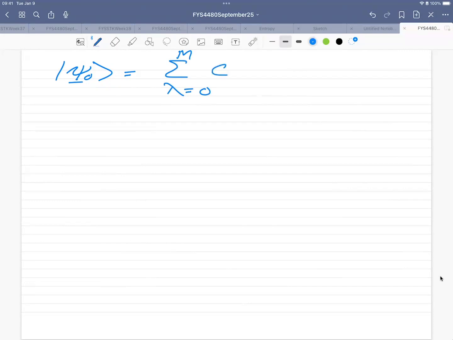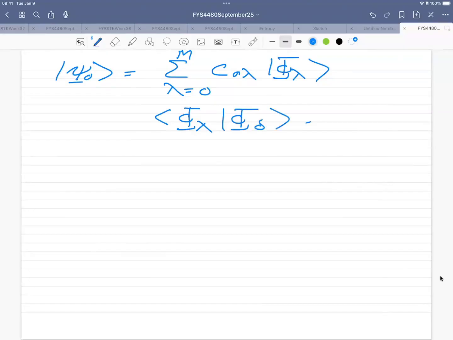And then we have the overlaps, C lambda, and then we have this basis of Slater determinants. This is the way we wrote it in the very beginning. And then we have a basis of Slater determinants, which is orthogonal and normalized. And then we have a delta here. So that gives us just a Kronecker delta. And then clearly the coefficients are given by the overlaps between psi 0 and phi lambda.